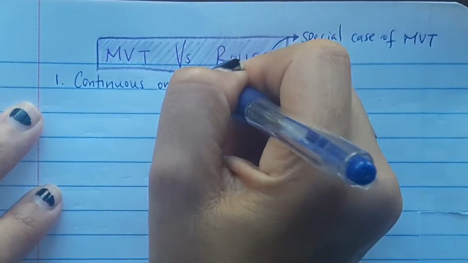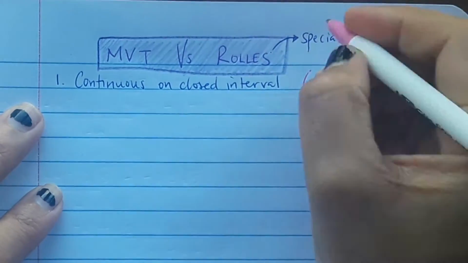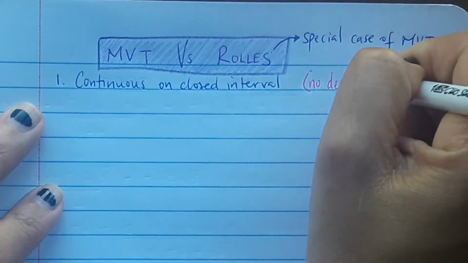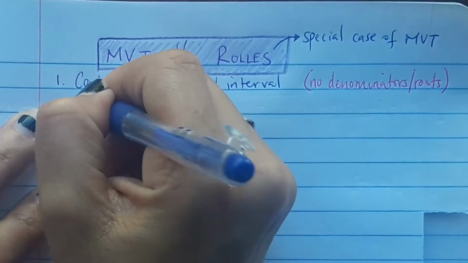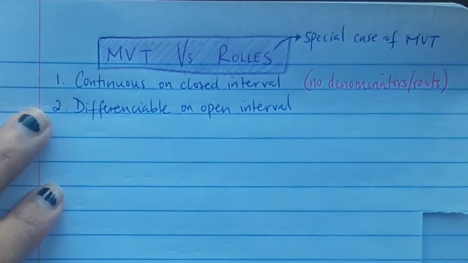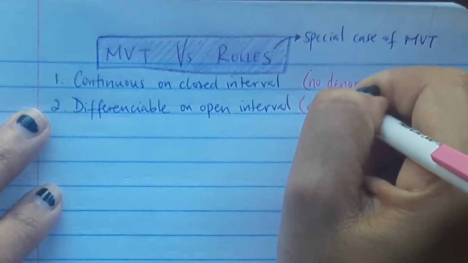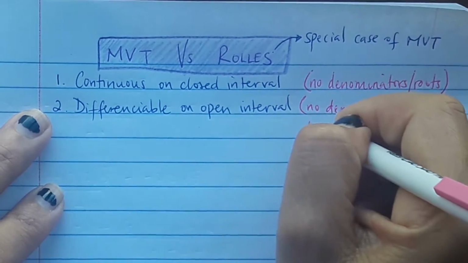One, it has to be continuous on a closed interval. What does that mean? That means there are no denominators or roots. Remember, for it to be discontinuous, the denominator will be 0. Number 2, differentiable on the open interval. What does that mean? That means once you take the derivative, there are no denominators or roots on the derivative. Alright, so that takes your mean value theorem.